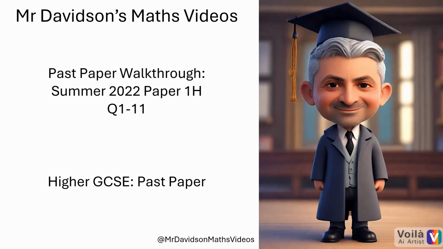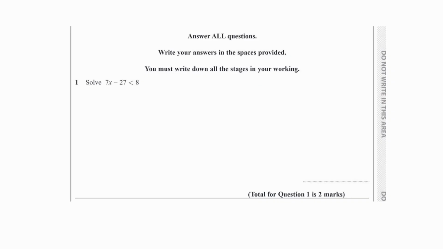This is a walkthrough of the past paper from summer 2022, paper 1H. So the higher paper 1, questions 1 to 11. So key information, we read, answer all the questions, writing answers in the spaces provided, and making sure that we write down all the stages in our working.